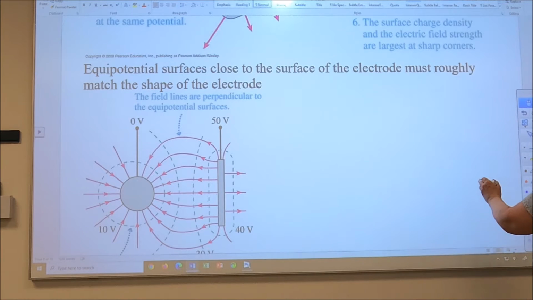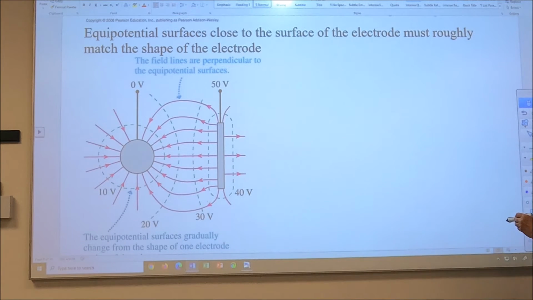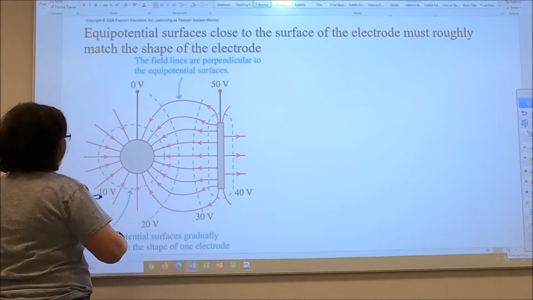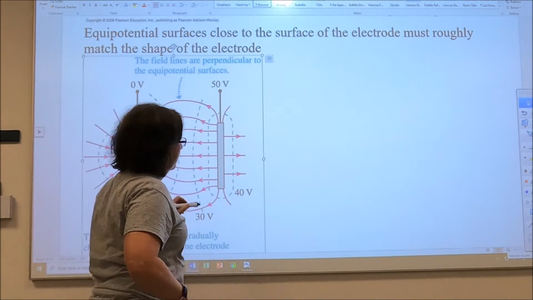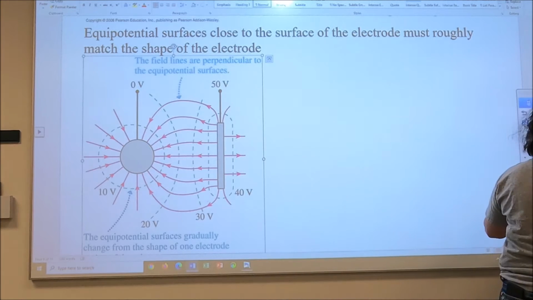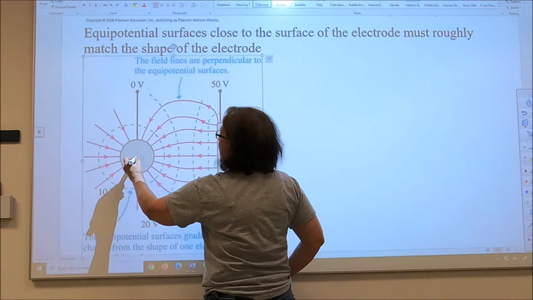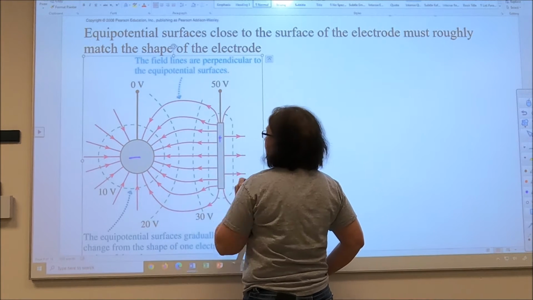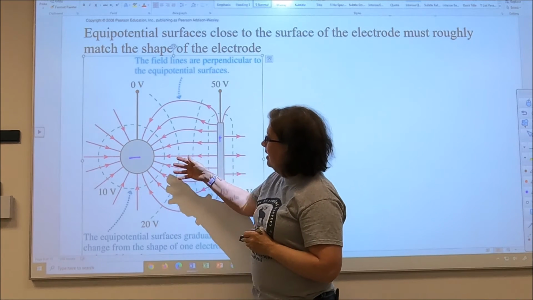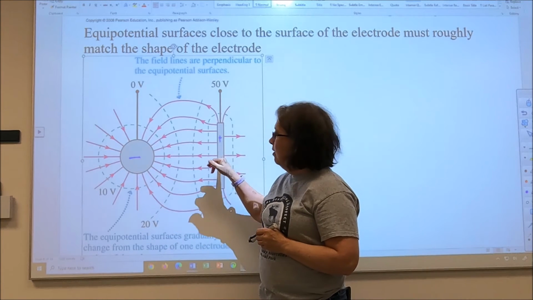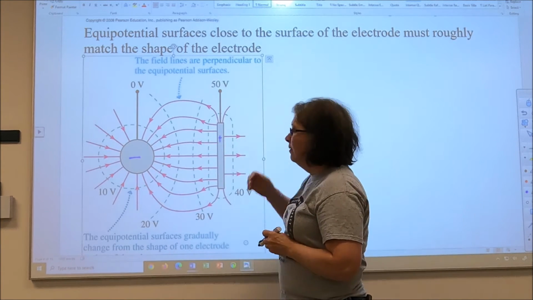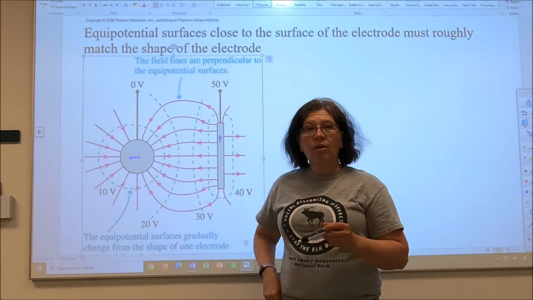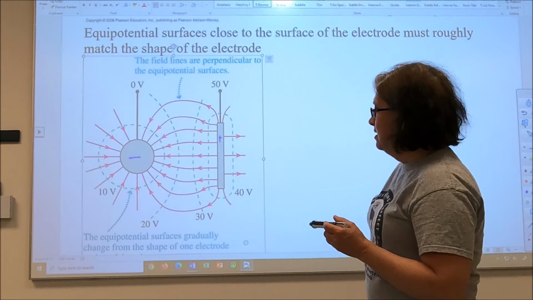Now, let's look at these 2 oddly shaped electrodes. This would be essentially our negative electrode. This is our positive electrode. I know that because the electric field lines are pointing away from the positive toward the negative. Now, if we think about the green dotted lines here, those are our equal potential surfaces.